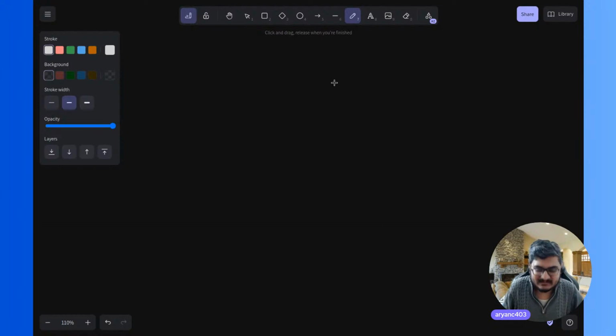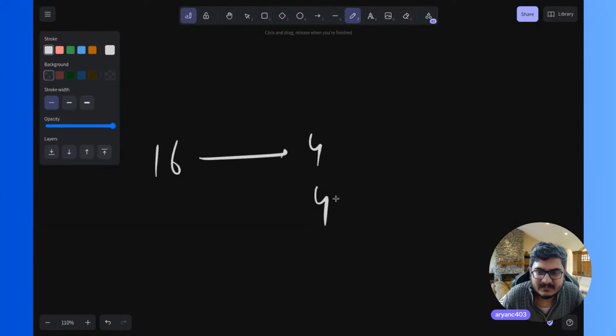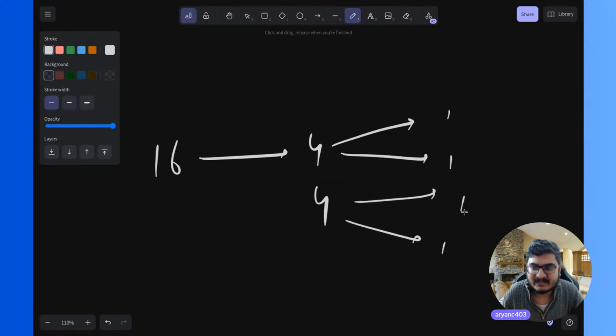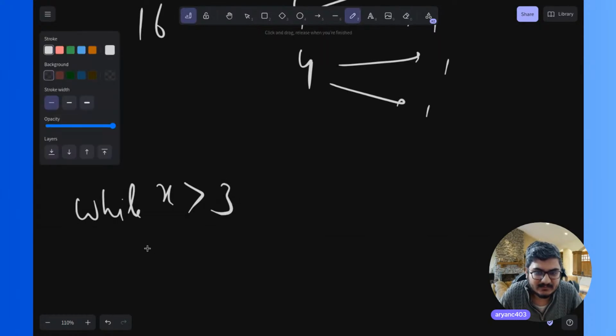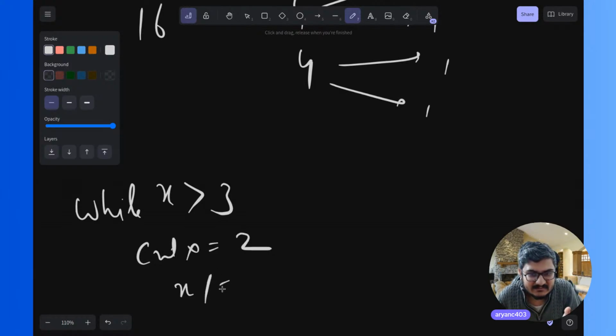So the main idea here is, for example, if you look at 16, we will get two coins of value 4 and 4, and then we can do operations again to get four coins of value 1 and 1. So the idea is to keep dividing by 4 as long as your X is greater than 3: while X is greater than 3, you multiply count by 2, like you double all the coins you have, and you divide X by 4. And this was essentially the solution for this problem.